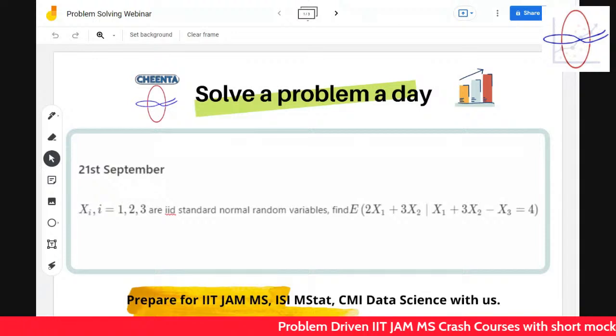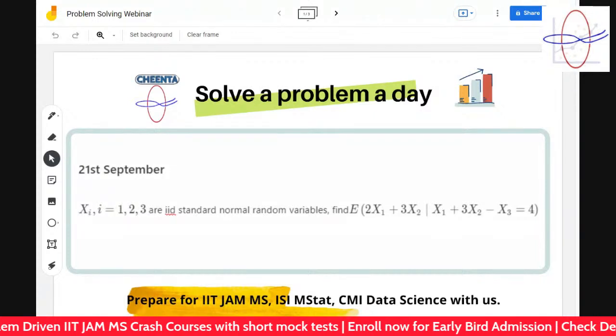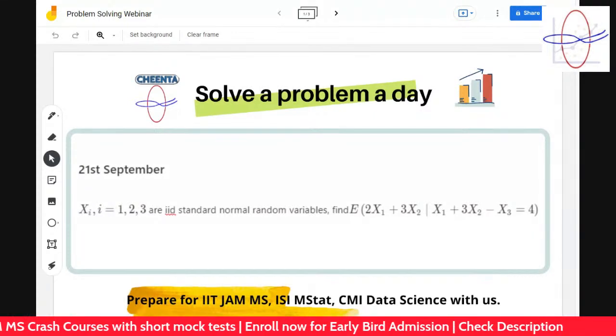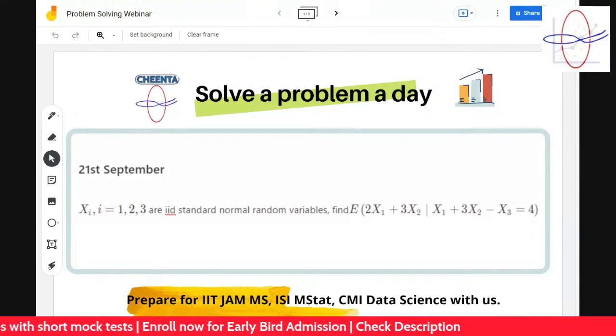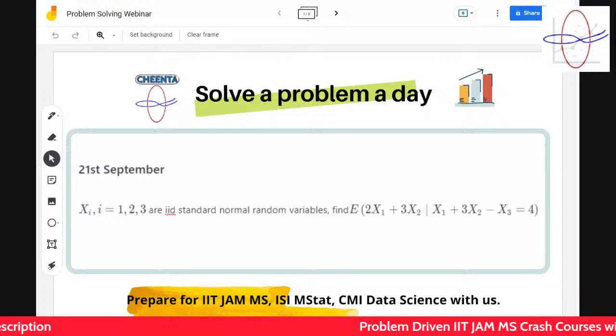Okay, give me a minute. I think there's some mic issues, so I will just check whether the audio is being properly recorded or not. Just give me a minute. Okay, yeah, it's properly being recorded. So let's get started.